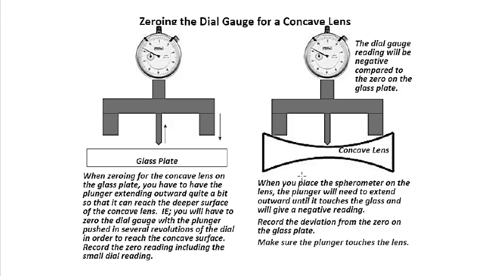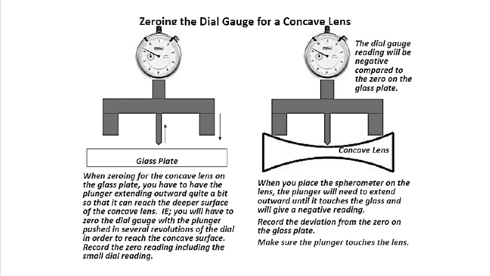We're going to do the same thing for the concave lens. We're going to start out with the glass plate and do the zeroing. So when you zero your concave lens on the glass plate, your plunger is going to extend outward. Here's the stem, and you gauge it for 0 on a flat surface. Now we are using a concave lens, so the stem is going to go downwards. Therefore you're going to get negative readings compared to the 0 of your glass plate.